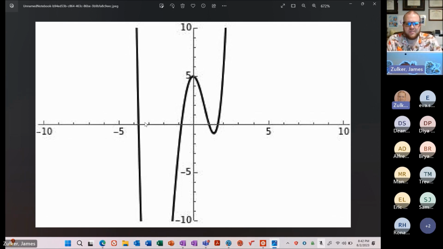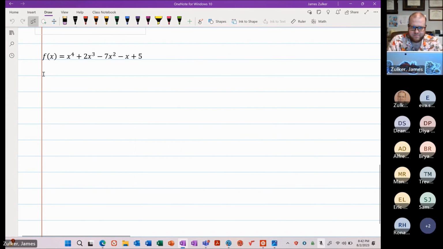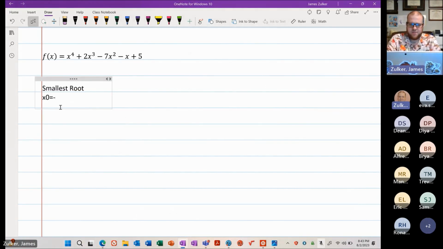Right, 4 roots. 1, 2, 3, 4. Each tick represents 1. So let's start with the smallest root, and I'm going to do an initial guess of -4.